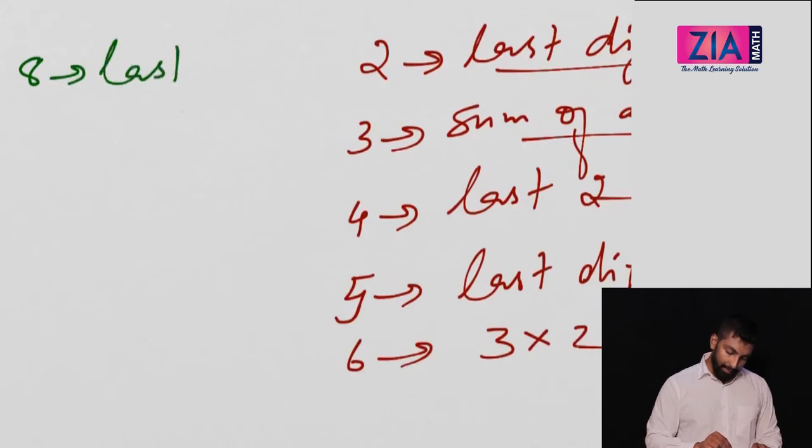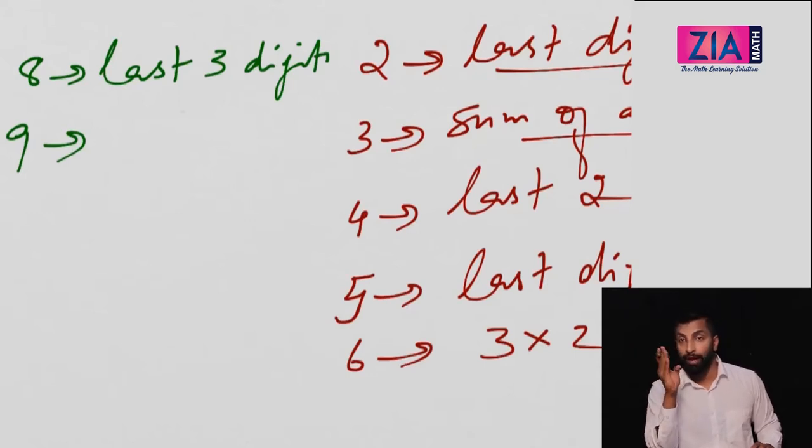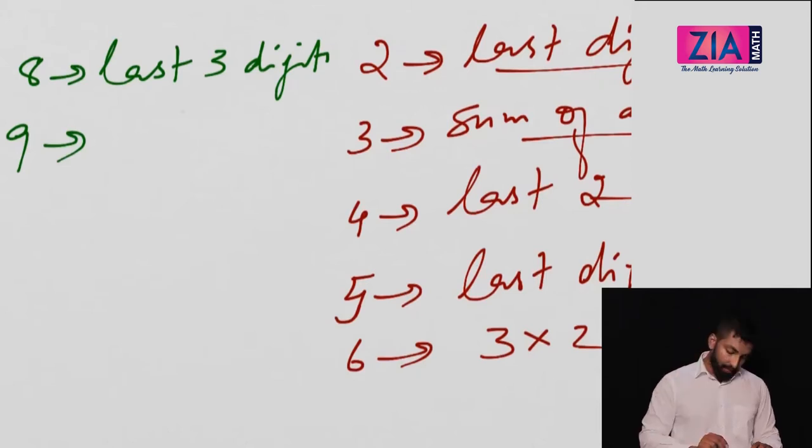Divisibility of 8, last 3 digits. Divisibility of 9, very interesting. I hope you understood the divisibility of 9 completely, because you can solve many questions faster by using it. So what is that? Sum of digits, that you already know, but take the sum of digits till you get a single digit. That single digit is actually the remainder when you divide the bigger number by 9. If you get 9 as a single digit, that number is divisible by 9, so the remainder will be 0. If you get any other digit, that will be the remainder when you divide the bigger number by 9.